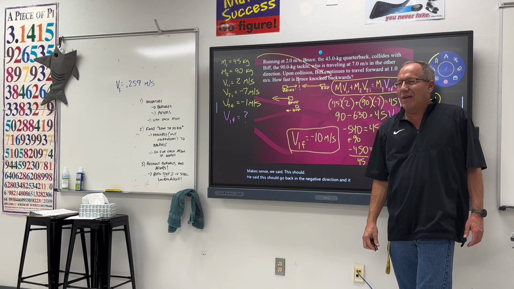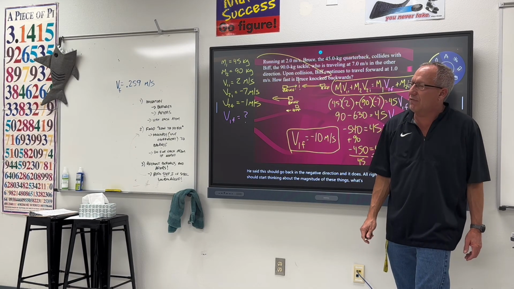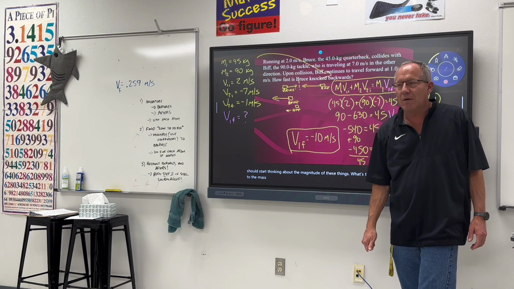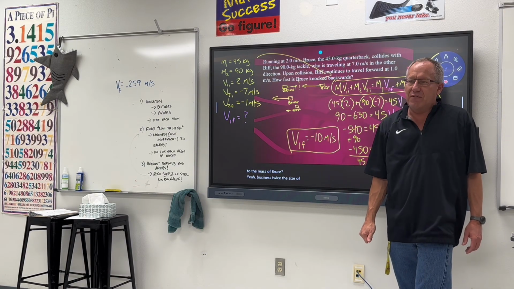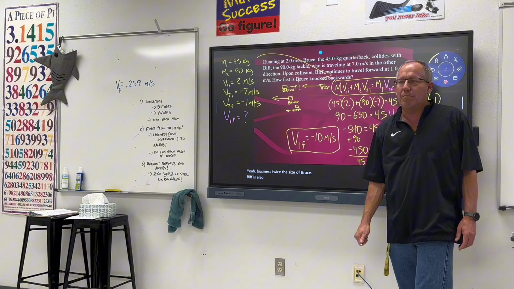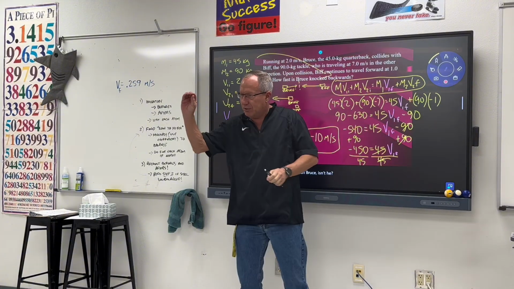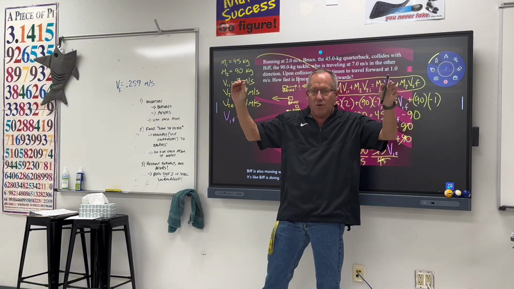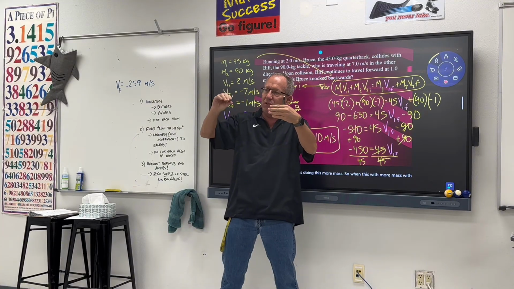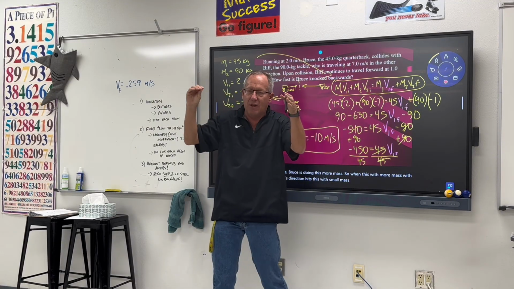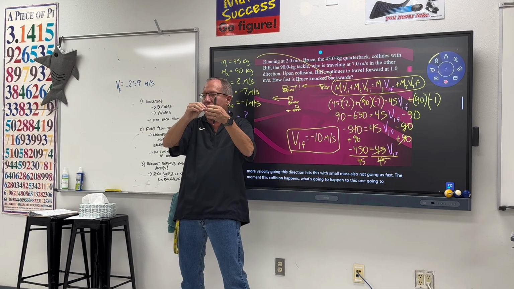You should start thinking about the magnitude of these things. What's the mass of Biff compared to the mass of Bruce? 45. Biff is twice the size of Bruce. Biff is also moving way faster than Bruce, isn't he? So when this with more mass and more velocity going this direction hits this with small mass, also not going as fast, the moment this collision happens, what's going to happen to this one? Going to get pretty much plowed on the rear, aren't they?